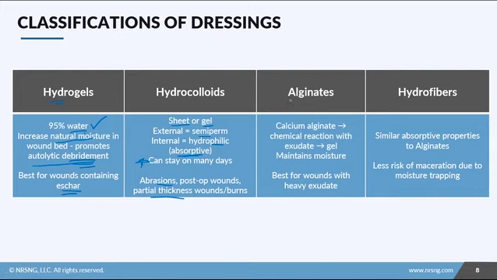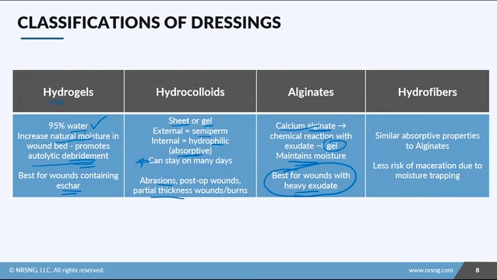Now, alginates have something in them called calcium alginate. And calcium alginate actually reacts with the drainage and forms a gel. So the benefit here is it draws moisture away from the wound bed to prevent infection, but also prevents it from drying too much because that moisture stays within the dressing. So alginates are best for wounds with heavy exudate.